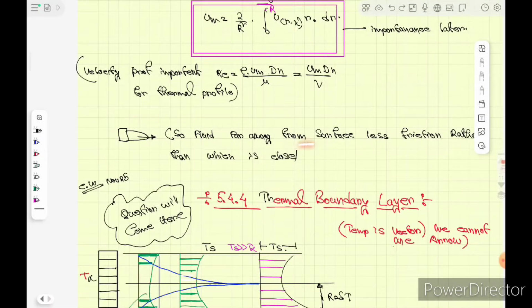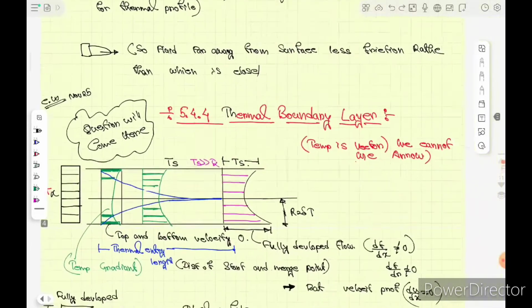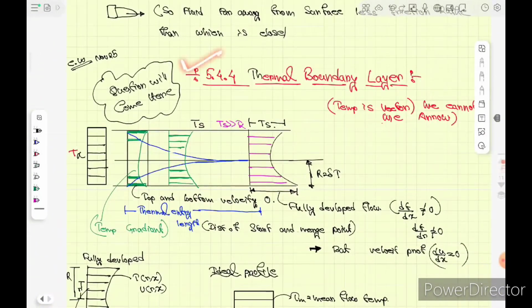Now this is the most important part that I need you to put your attention on. Questions will come from here also. What has been given here is that in the thermal boundary layer, temperature is not a vector, so that's why no arrow is used here.